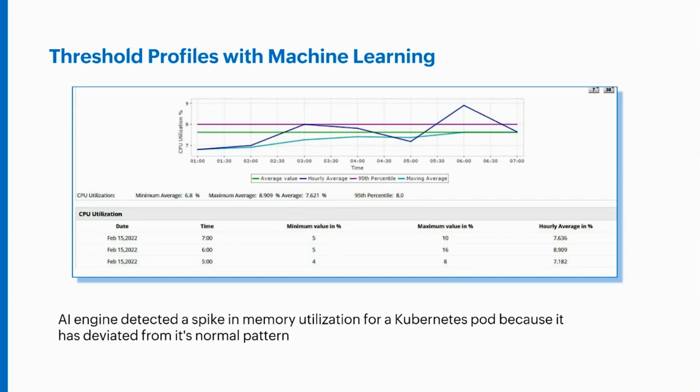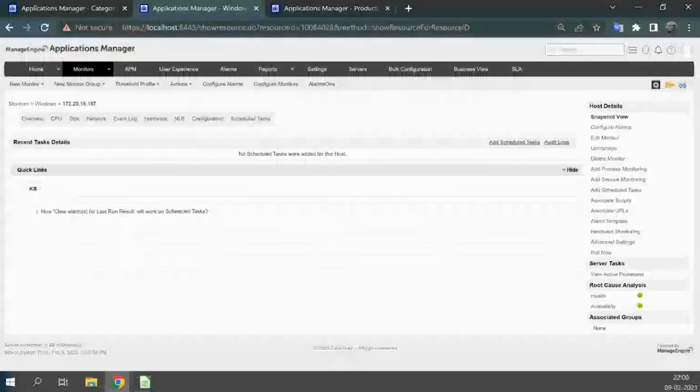If there is any sudden spike happening on your memory utilization on your particular Kubernetes pod or in a server, an alert will be triggered. So this is how machine learning will help us in the threshold profile. I will just show these options in the Applications Manager.